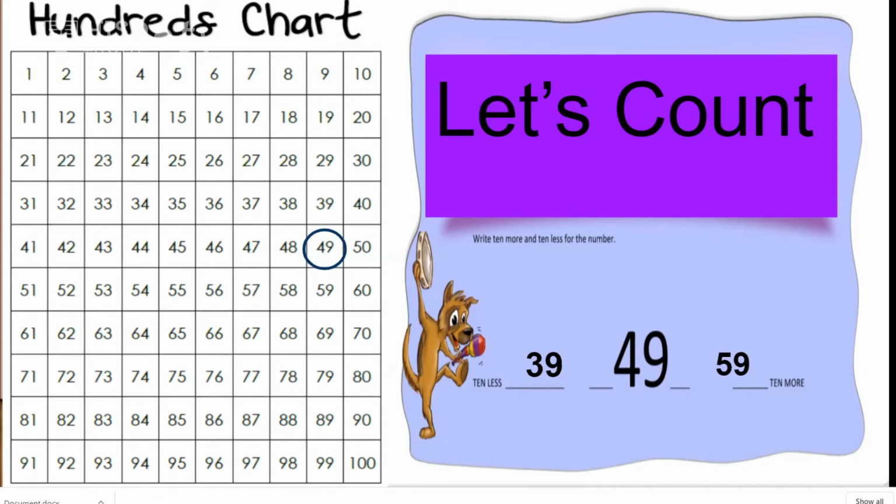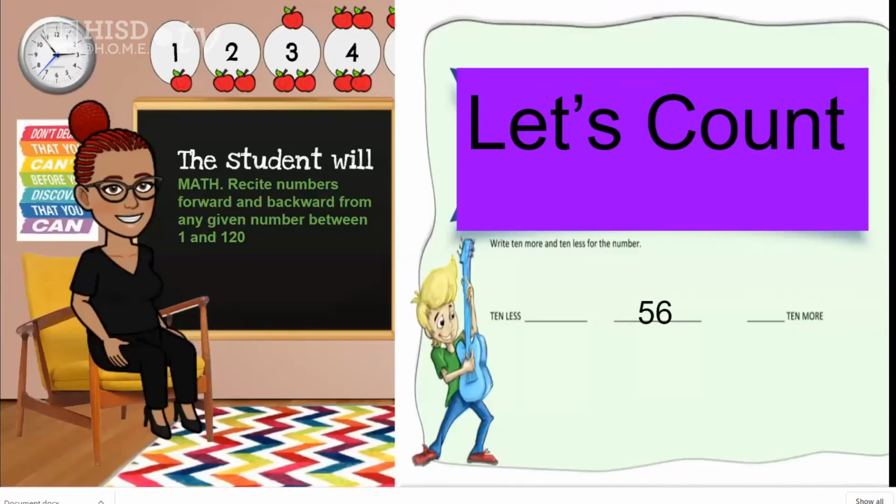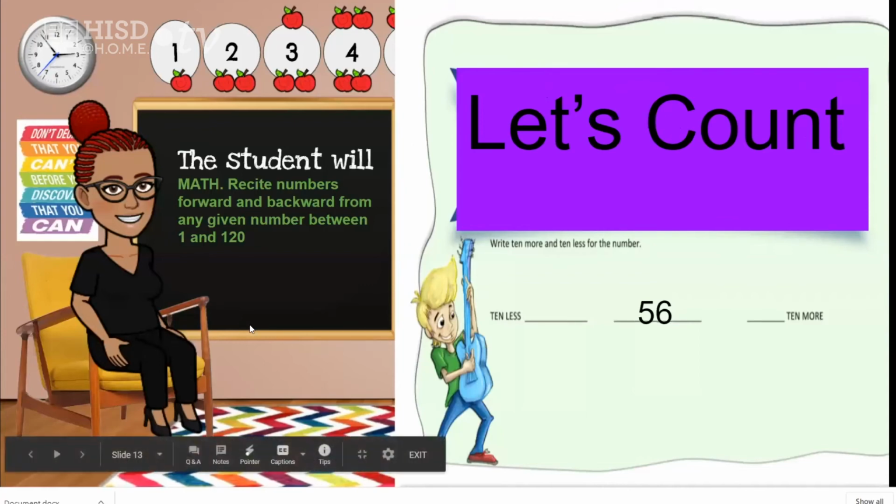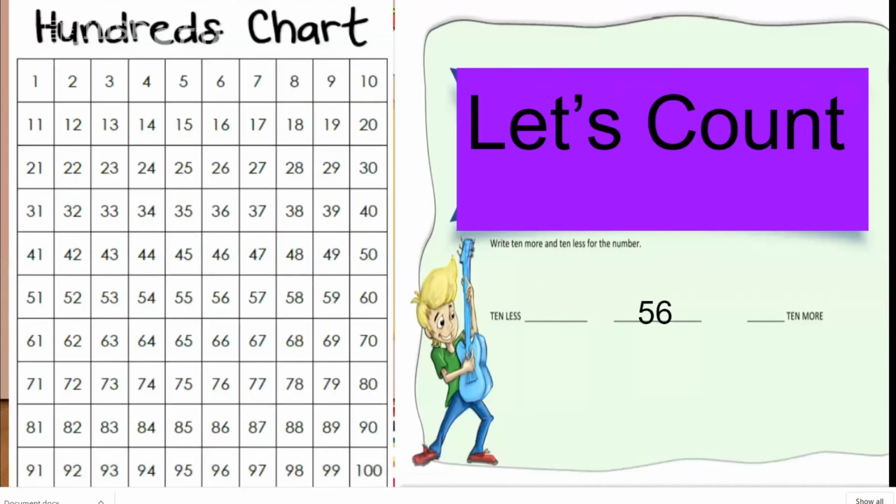Are they in the same column? Yes. Did they end with the same digit? Yes. When we're skip counting, we notice this pattern with all of our numbers when using our 100 chart. Now let's try it with the number 56. Can you find 56 on the 100 chart?